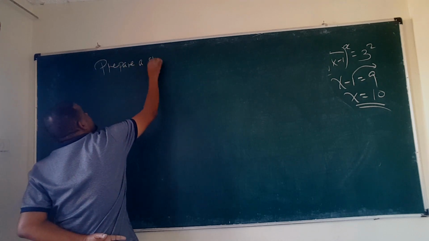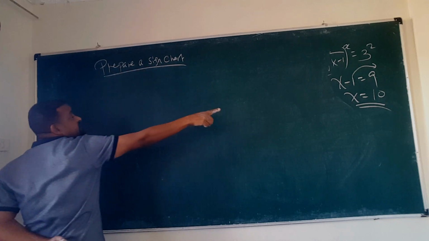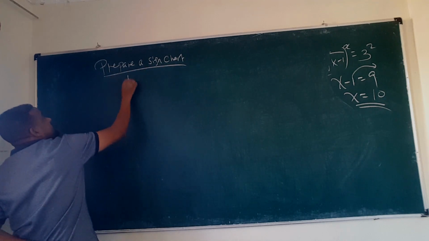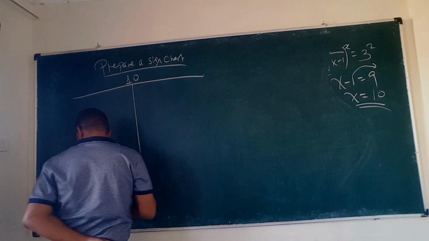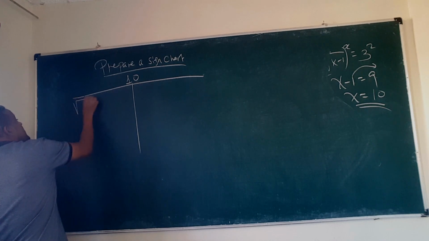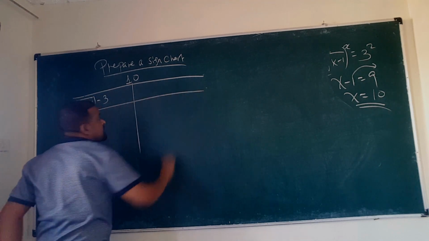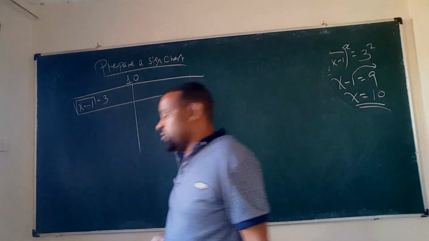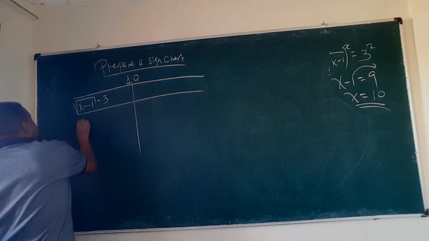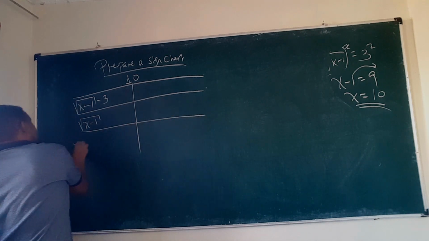Prepare a sign chart, right? Sign chart. Look, 10 is the point here, so we write the number 10. Then you draw it like this. First you write the numerator part, that means radical of x minus 1 minus 3. Then the denominator part, because it's always positive, no problem at all, that means radical of x minus 1. Then the derivative of the function.